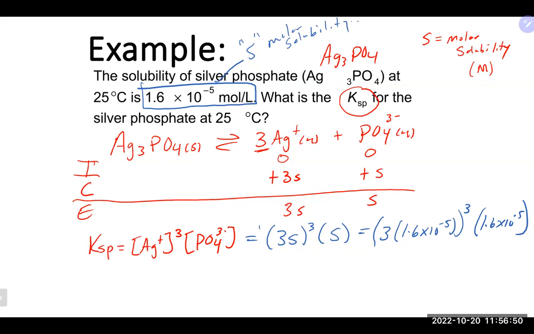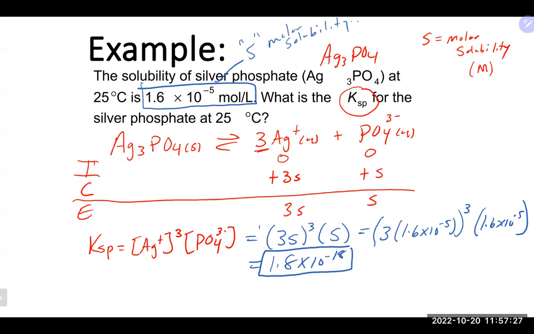All right, so if I do this hopefully correctly, let's try it. We're going to take 3 times 1.6 times 10 to the minus 5. I am then going to cube it, and times it by 1.6 times 10 to the minus 5, using the exponent button. That's going to give us, I think it says, 1.8 times 10 to the minus 18 as the Ksp value. Any questions on that one there?